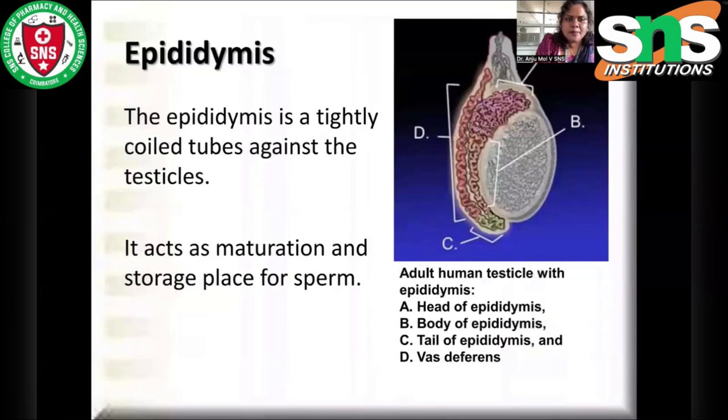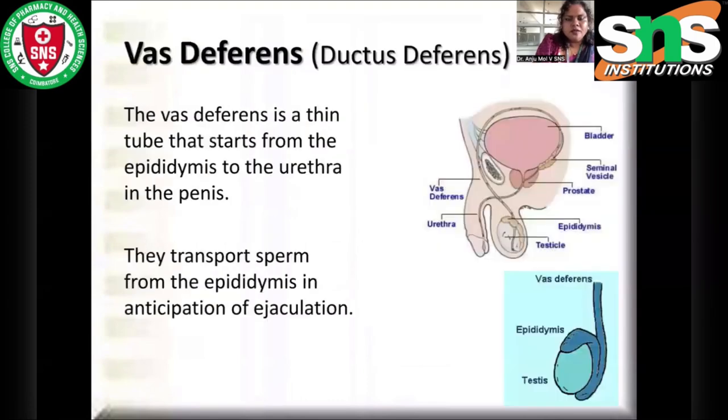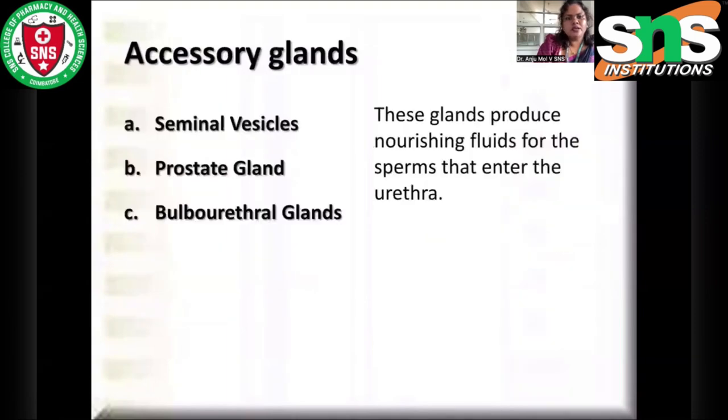Now let's see what is epididymis. It is a tightly coiled tube against the testicles. It acts as a maturation and storage space of sperm. And vas deferens. Vas deferens is a thin tube that starts from the epididymis to the urethra in the penis. They transport sperm from the epididymis in anticipation of ejaculation.